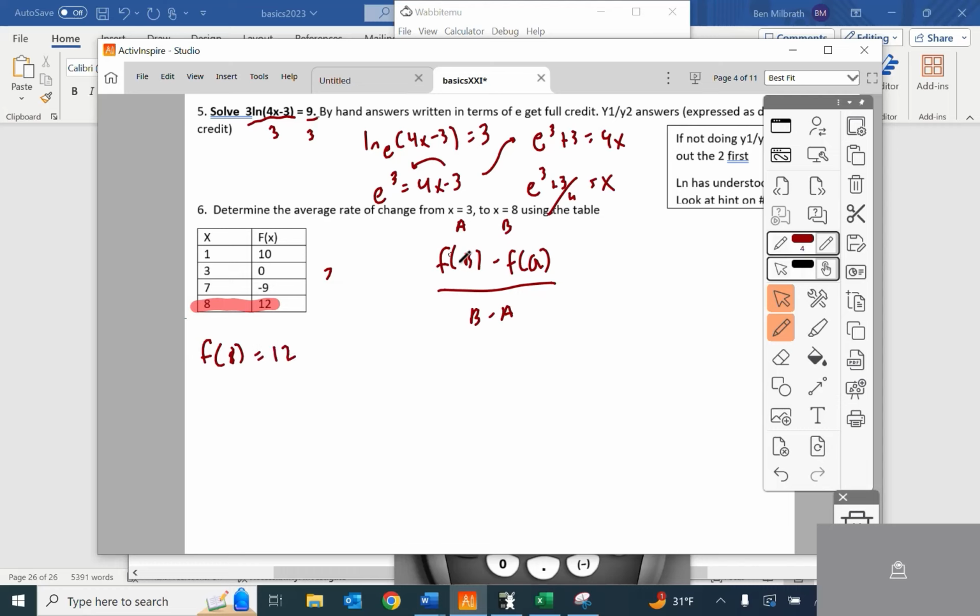Notice that it says f of 8 equals 12 for those of you who can't read tables. So I'm going to put a 12 right here where that f of b is. And the other one is when x is 3, that goes there. By the way, it might help some kids to put the numbers in first, because 8 and 12, then 3 and 0. And I get 12, because 12 minus 0 is 12, over 5, because 8 minus 3 is 5. 12 fifths. Not a hard skill.